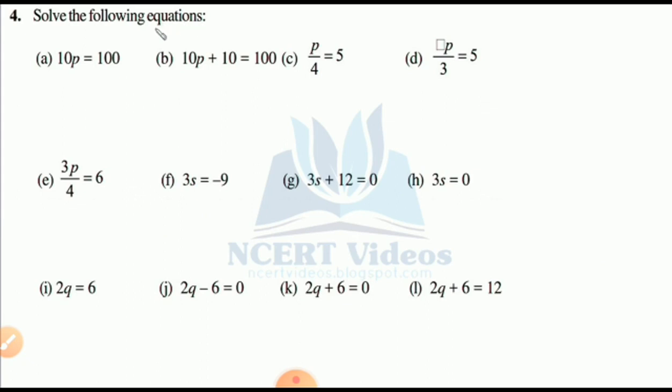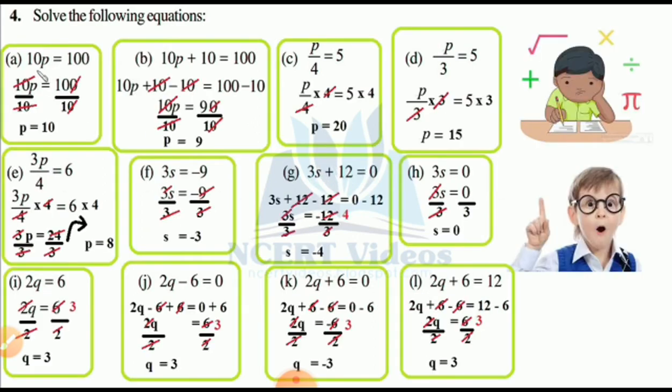Look at question number 4. 10p is equal to 100. 10p plus 10 is equal to this one, that one. Easy. Now you are very clever. But in the division method, count how many zeros there are. Cut it according to the zeros. Correct. On the left side only p is left. 10 10 cut. Right side 100 divided by 10. That means 0 0 cut. 10 upon 1, that means 10.